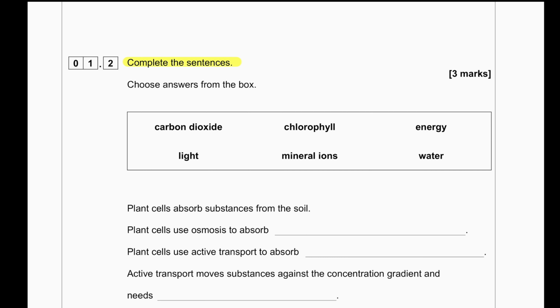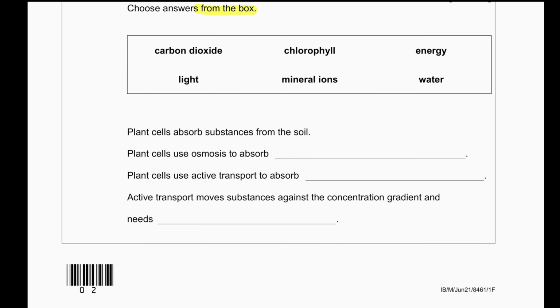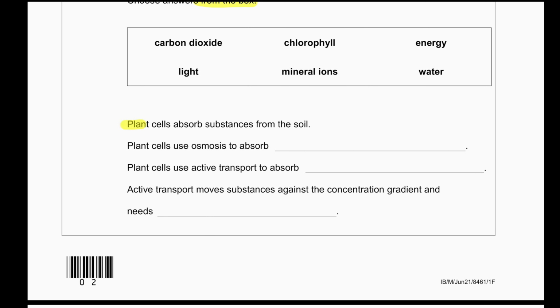Complete the sentences. We need to choose the answers from within this particular box. Plant cells absorb substances from the soil. Plant cells use osmosis to absorb. Now, osmosis is a process that is only applicable to water. No other substances can we apply osmosis to, so it will only be water.